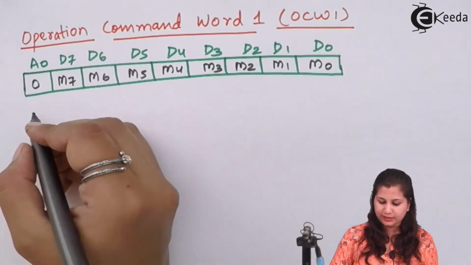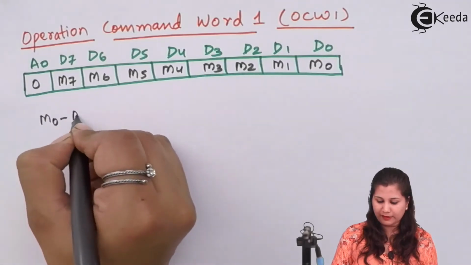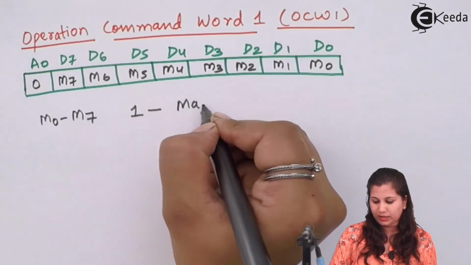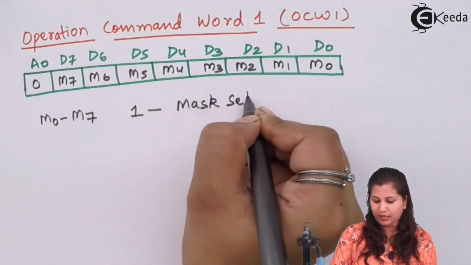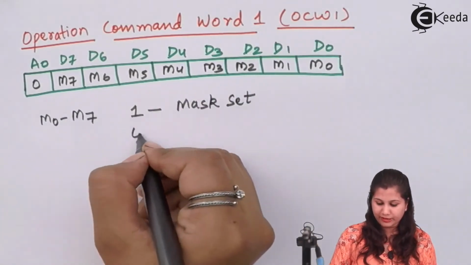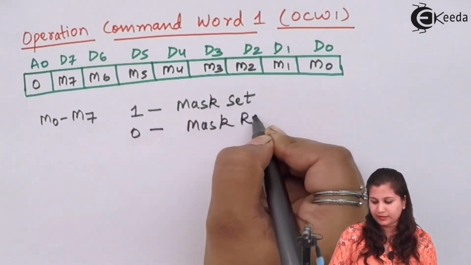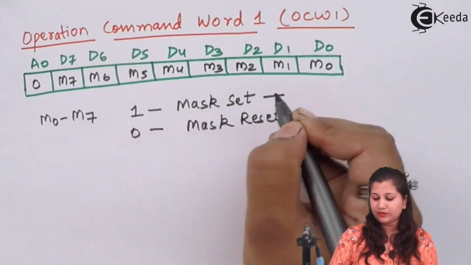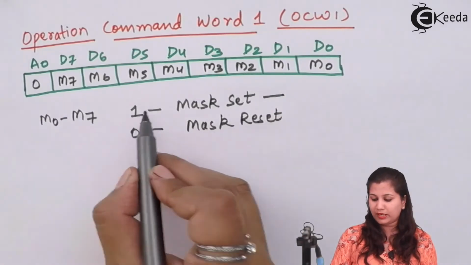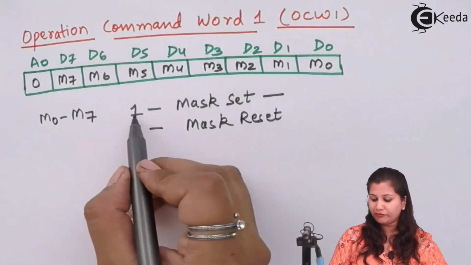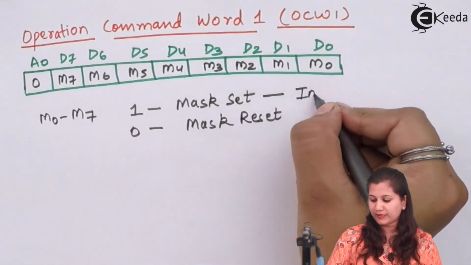If these bits M0 to M7 are set, then the interrupt request is masked, and if it is 0, then the mask is reset. Means when the value is 1, it is set. If it is 0, it is called reset. So if it is 1, then the interrupt request is masked.